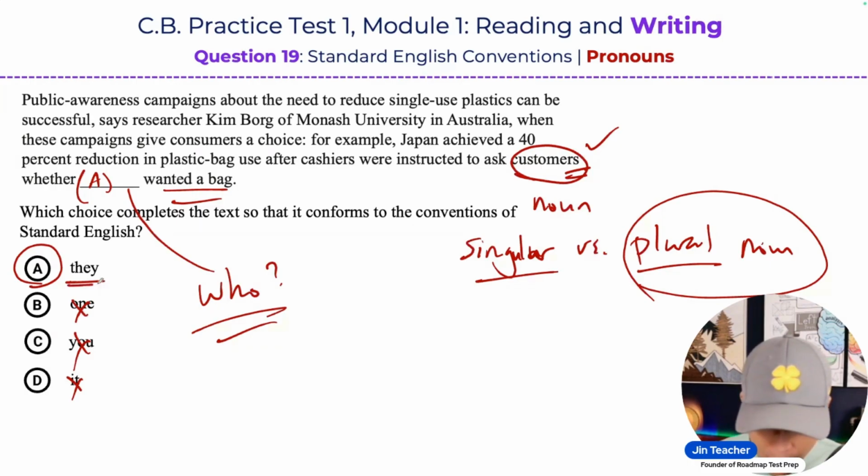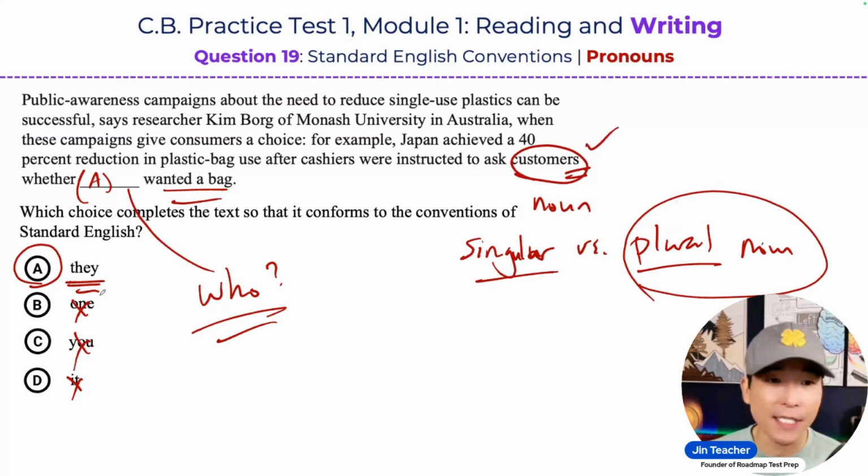However, the pronoun they is a plural pronoun, and we know that they has a clear noun that it can refer to. And that clear noun is customers. How did we figure that out? We read the passage and we thought about the logical answer to that question. Who wanted a bag? Oh, the customers did. That is my understanding of this sentence, which tells me what noun that pronoun should be replacing. Simple enough, right?